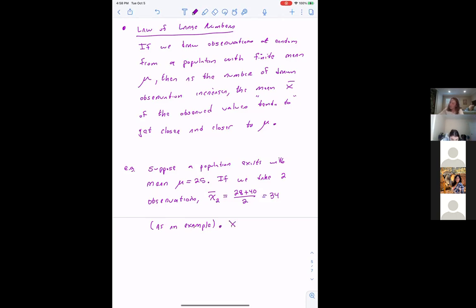What if I did X sub 1,000 bar? In other words, I took a sample of 1,000 individuals. What do I think my average would be? Give me a number that seems reasonable for the average of 1,000 data points.